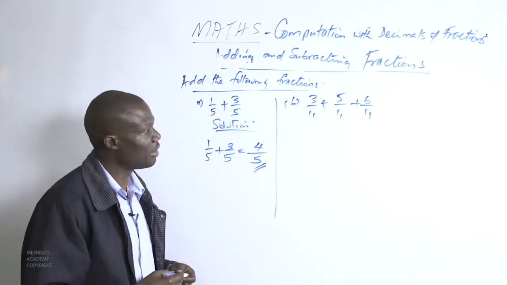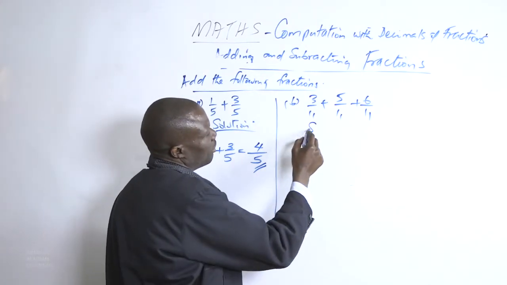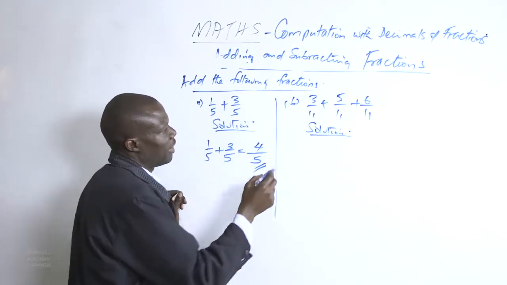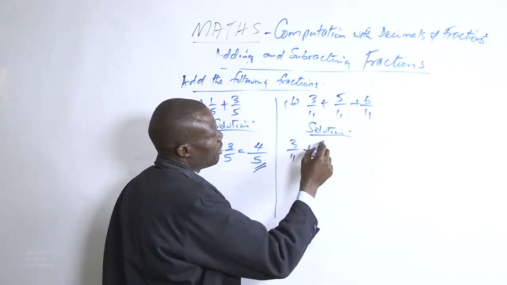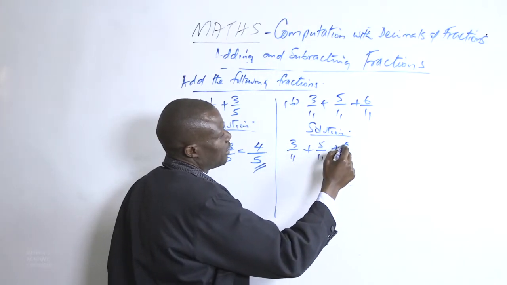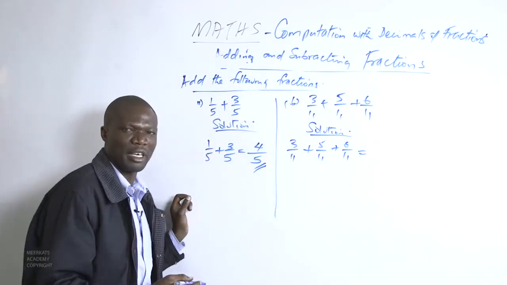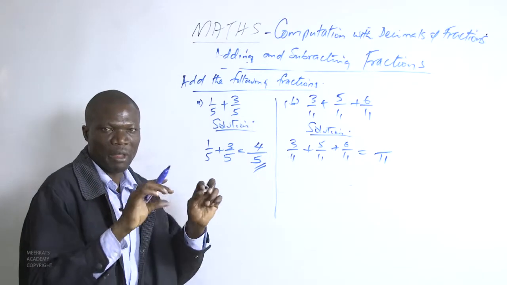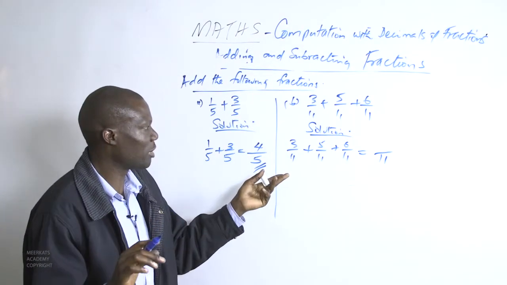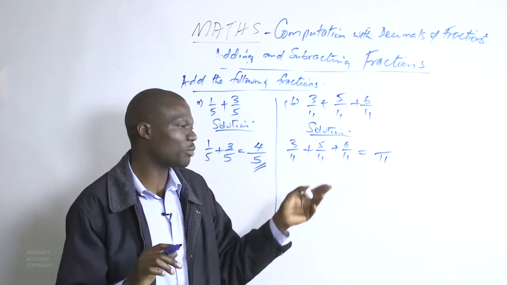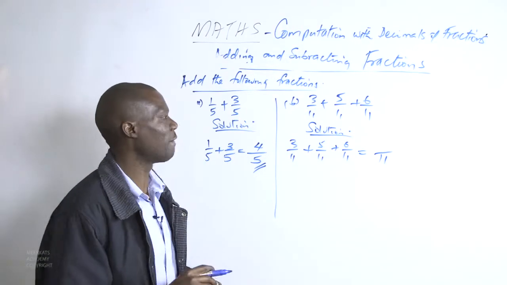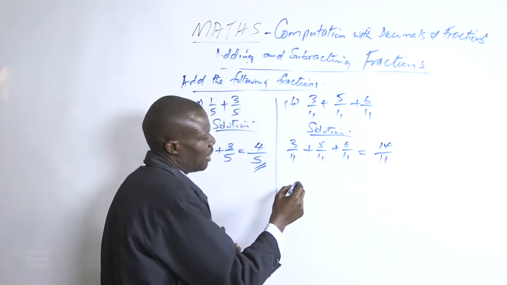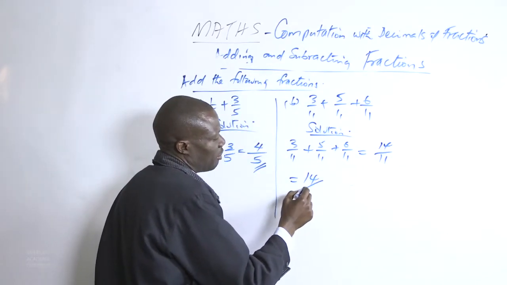For the second part, we have 3 over 11 plus 5 over 11 plus 6 over 11. The denominator is the same, so let us maintain it. Looking at the numerators, sum them up and bring everything together. 3 plus 5 gives us 8, 8 plus 6 gives 14. So this gives us the answer 14 over 11.